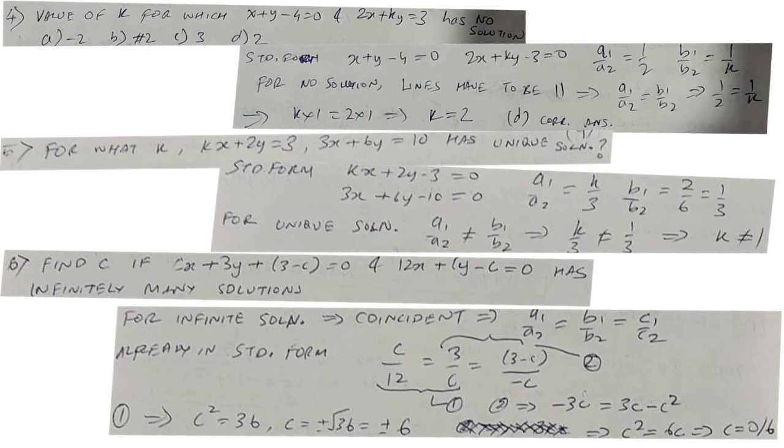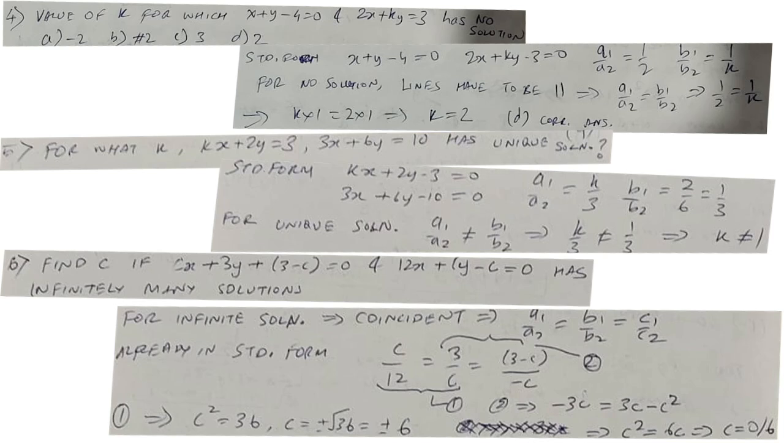Both the equations are already in the standard form. So a1 by a2 is c by 12 and b1 by b2 is 3 by c is equal to c1 by c2 is (3 minus c) divided by minus c. We should not forget any of the positive or negative signs and we should put it correctly, otherwise we'll get the wrong answer. So c by 12 is equal to 3 by c can be taken as equation number 1. 3 by c is equal to (3 minus c) divided by minus c can be taken as the second equation.